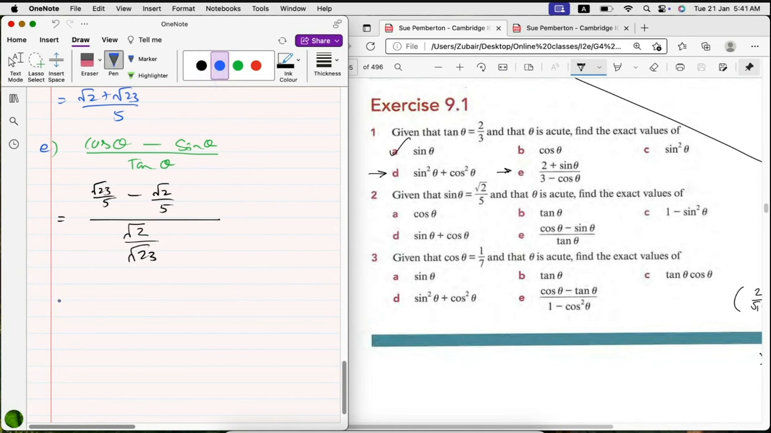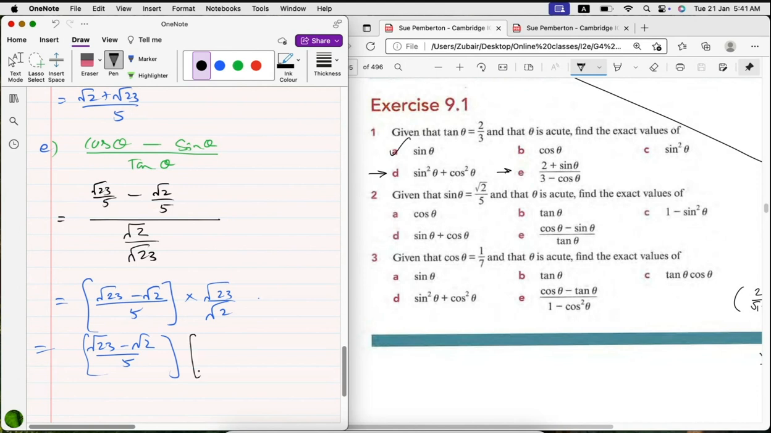Simplifying. LCM in the numerator is 5. Square root 23 minus square root 2 over 5, and we were dividing by this, so it would multiply with square root 23 over square root 2. First of all, I'm keeping it as it is, square root 23 minus square root 2 by 5, and rationalizing the other part only. Square root 23 over square root 23 into root 2 over root 2.